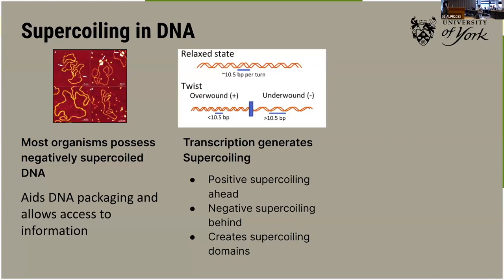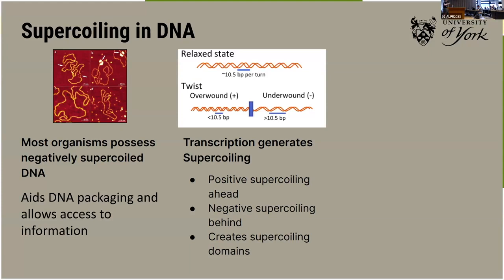As you can see here, in its relaxed state, you get about 10.5 base pairs for every twist of the helix. But when you transcribe the DNA, it's like you put a stick through the middle of it and pull it along. So on one end, it will get overwound and have positive supercoiling, and it'll be very, very tight. On the other end, it'll be completely loosened up and open, and that's your negative supercoiling. So we get positive supercoiling ahead of transcription and negative supercoiling behind transcription. And this creates different regions of supercoiling within your DNA.